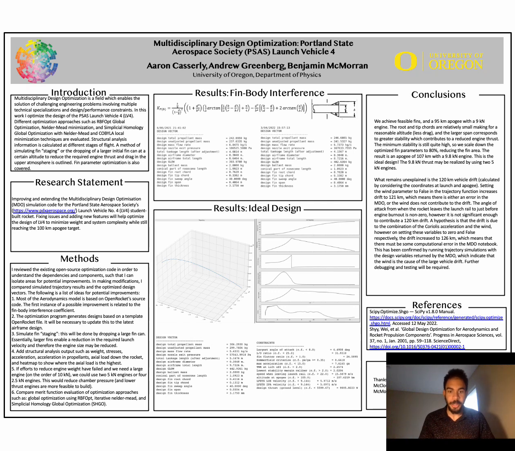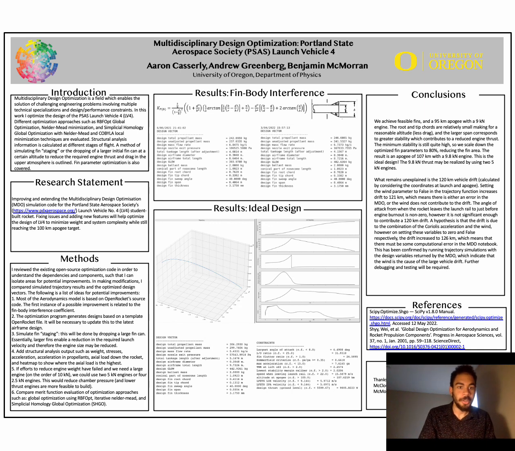Hi, I'm Aaron Casserly, and I'll be presenting about my work with the Portland State Aerospace Society, in particular MDO, or Multidisciplinary Design Optimization, for their Launch Vehicle 4, which is the fourth iteration of their rocket.